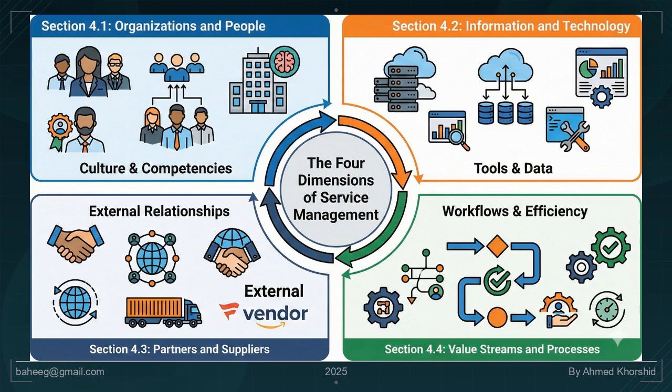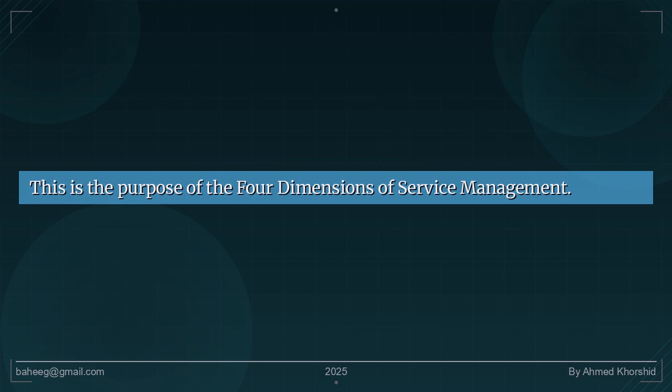Section 4.1, Organizations and People, the Culture and Competencies Required. Section 4.2, Information and Technology, the Tools and Data that Enable Services. Section 4.3, Partners and Suppliers, Mastering Your External Relationships. Section 4.4, Value Streams and Processes, How Work Actually Gets Done. This is the purpose of the 4 dimensions of service management.